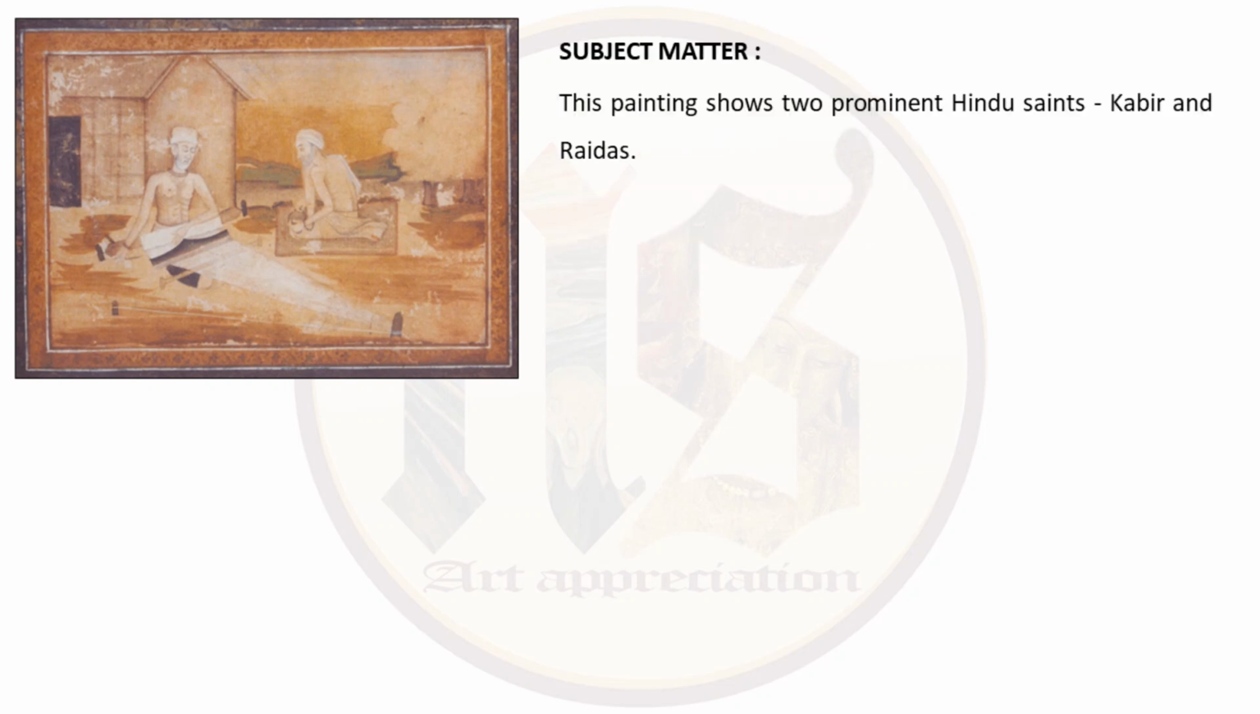The subject matter of the painting is that this painting shows two prominent Hindu saints, which is Kabir and Raidas. And this theme somehow reflects the time of Mughal era in which all religions were treated as equal, and Muslim ruler gave patronage to a theme which is on a very secular subject.